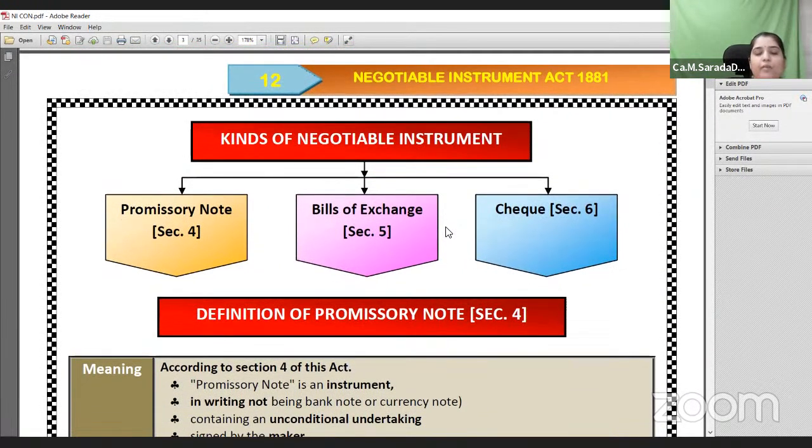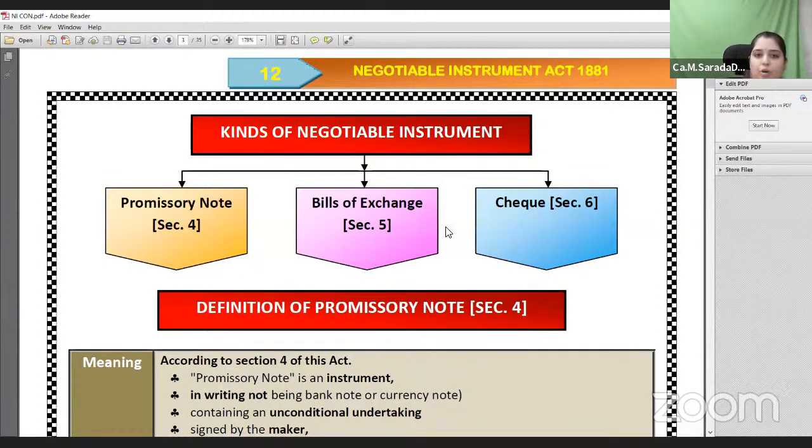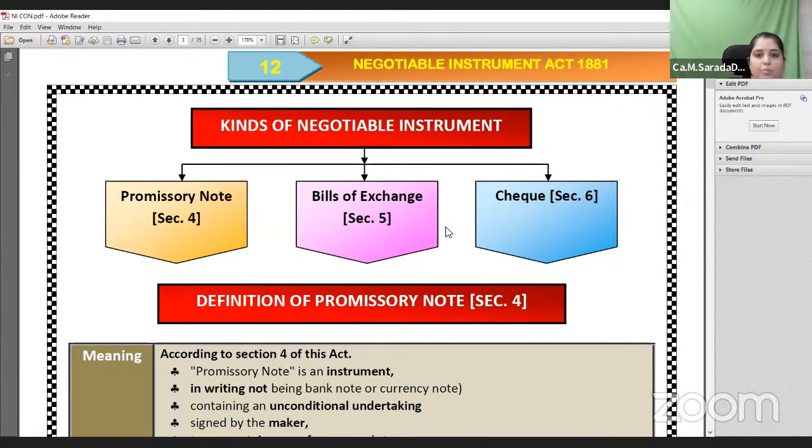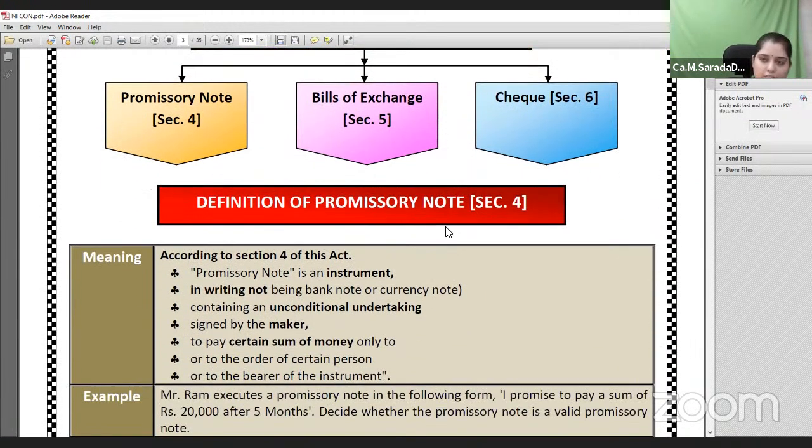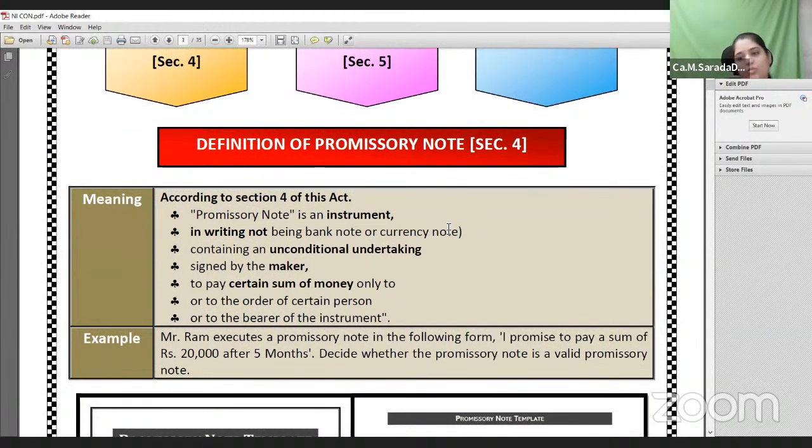Now let's come to it. Like I have already told you, there are three types of negotiable instrument: promissory note under section 4, bill of exchange under section 5, check under section 6. We have already discussed the promissory note and bill of exchange, and who the parties are for them. Okay, now let's come to the definition under section 4 of the Companies Act.